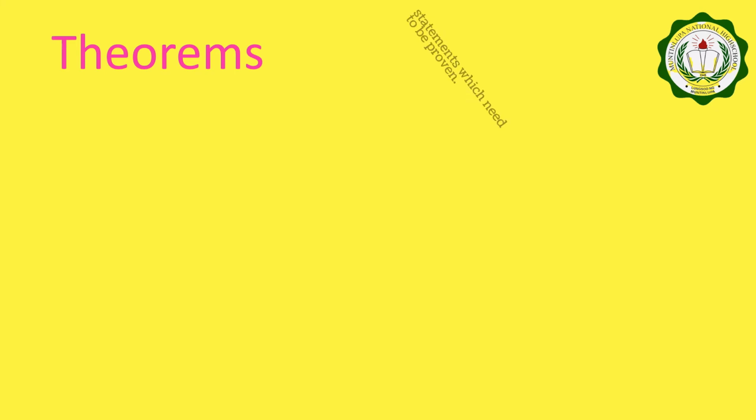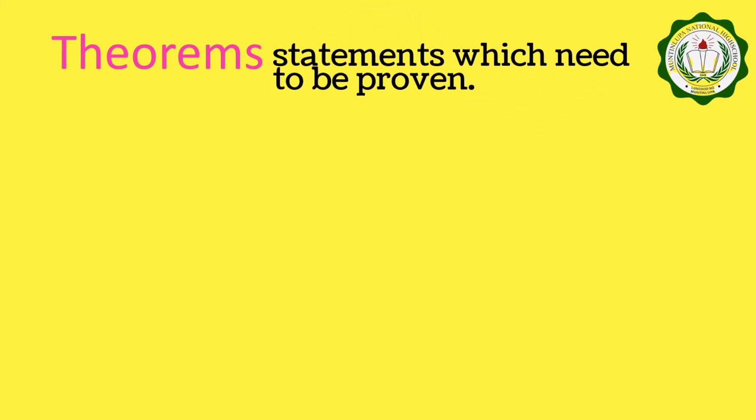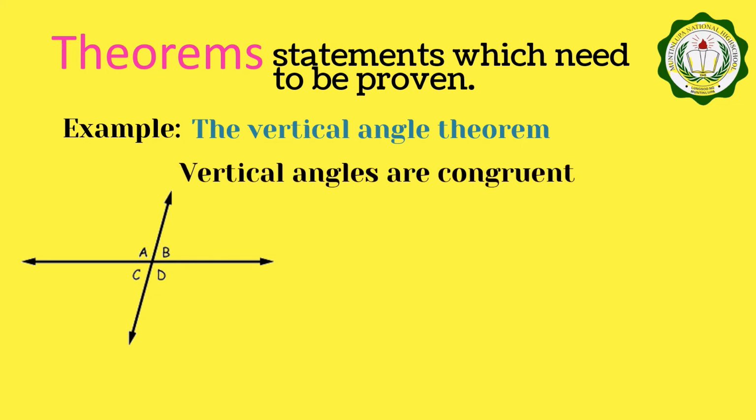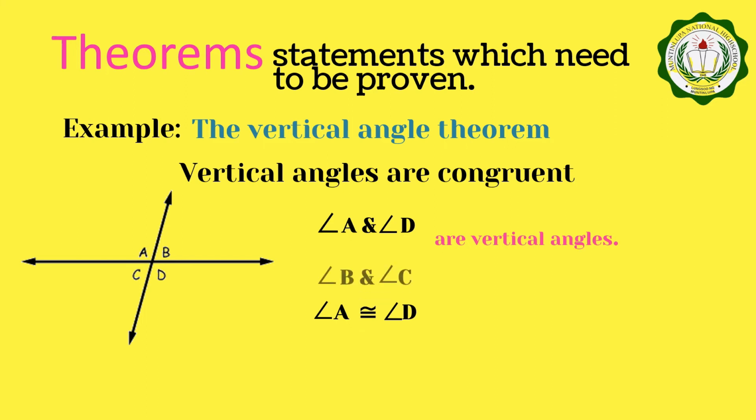However, a theorem is a statement which needs to be proven. The example is the vertical angle theorem. The vertical angle theorem states that vertical angles are congruent. In this figure, angle A and angle D are vertical angles. Therefore, angle A and angle D are congruent. Angle B and angle C are also vertical angles. Therefore, angle B and angle C are congruent.